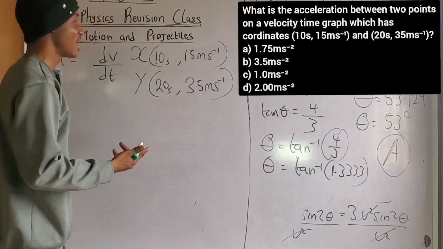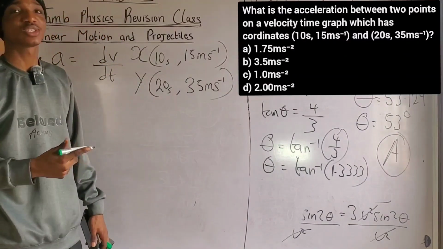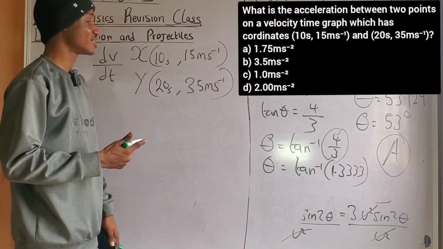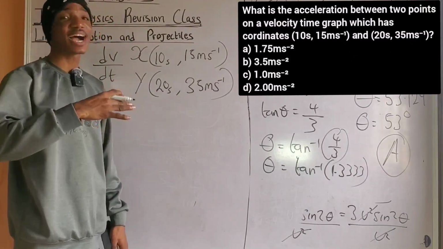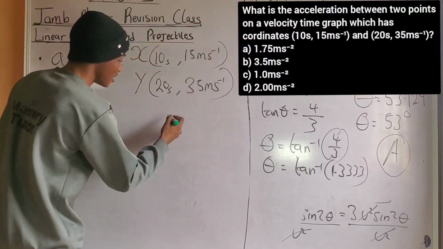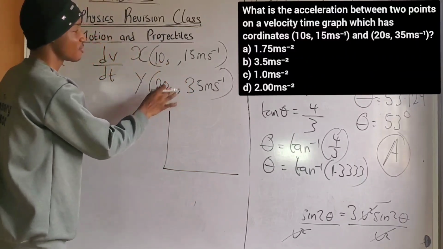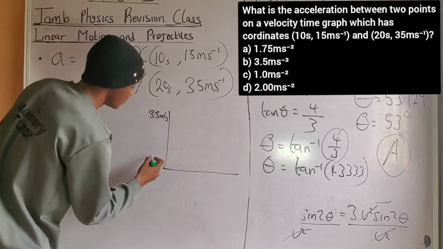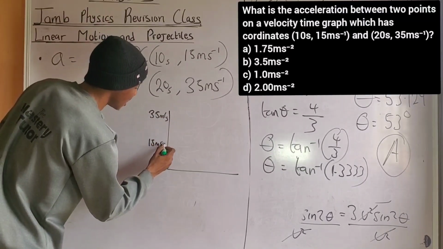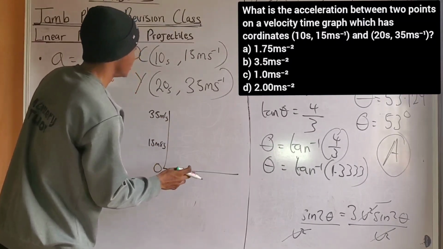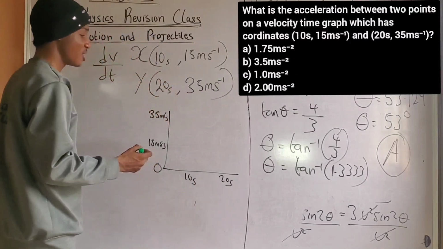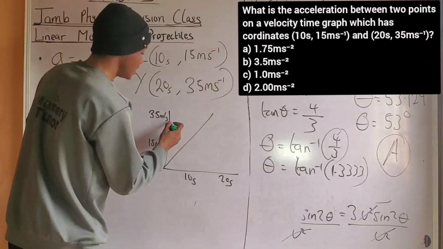The vertical change all over the horizontal change. Are you getting it? And you know that it is velocity that is always on the vertical on the velocity time graph, and the time is always on the horizontal. This is what I mean. If you want to draw the diagram for this, you're going to have 35 meter per second here, 15 meter per second here, and this will be 0. And this will be 10 seconds. And this will be what? 20 seconds.